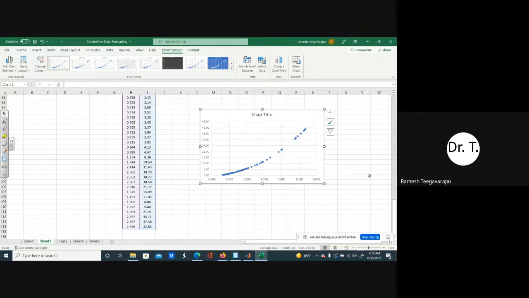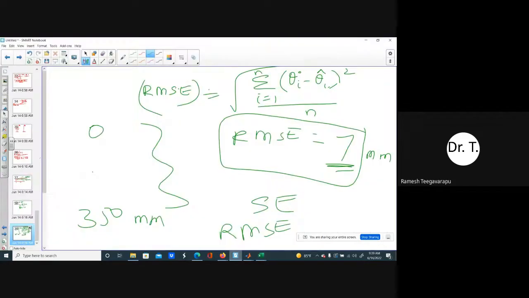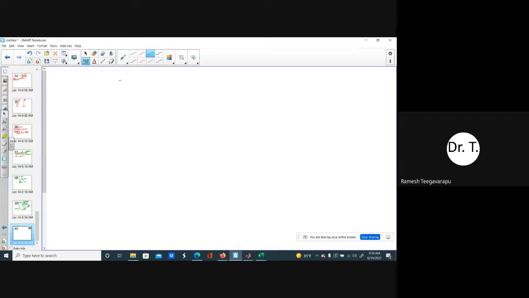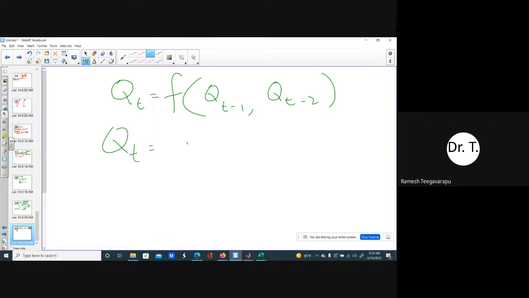So either we can build a model between stage and discharge, or we could use previous stage values to predict discharge, or we could use previous values of discharge to predict your discharge. So that means Qt is a function of Qt minus 1, Qt minus 2. So Qt is nothing but W1 times Qt minus 1 plus W2 times Qt minus 2. So you can have a model like this, and then you do the same procedure that I have just indicated.